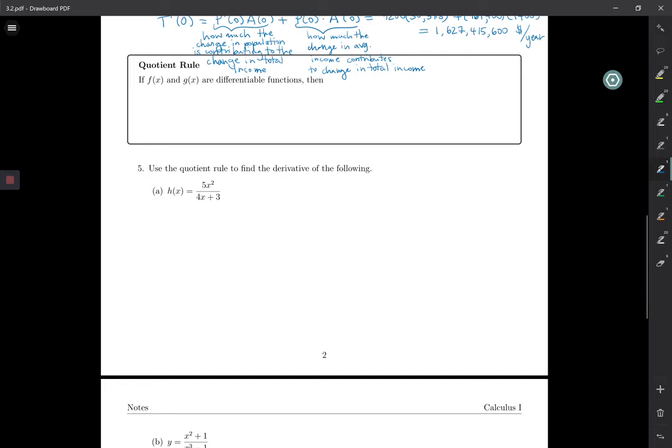Okay, so here we're going to talk about the quotient rule. So remember, this is for taking the derivative of the quotient of two functions. So that's when we divide one function by the other function. So here we'll have the derivative of f of x over g of x.